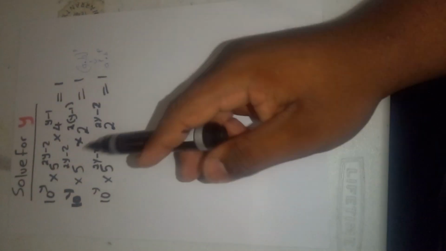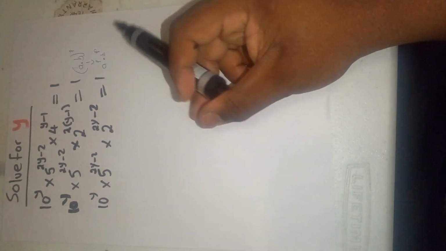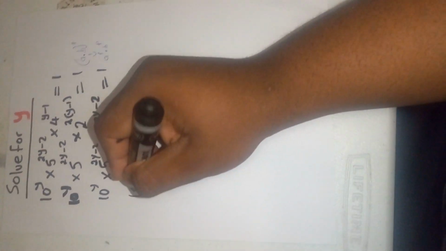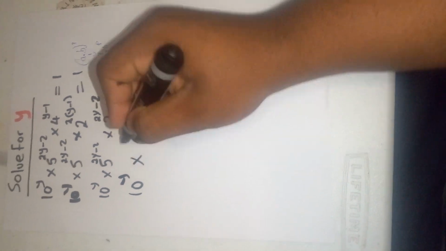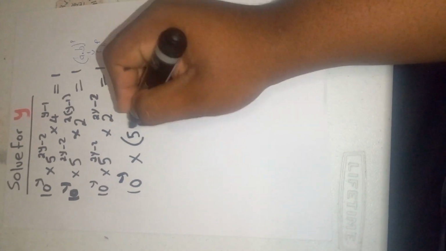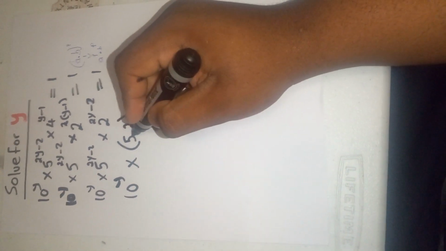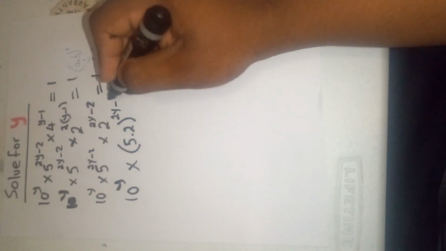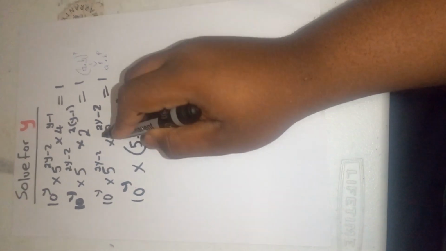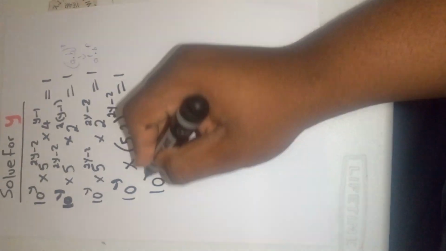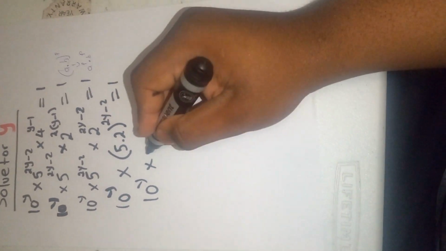Is it fine? Now if it is like this, we are going to take it and familiarize it with that one. So now you'll be having 10 to the power of y, and then times, put them in a bracket, 5 times 2. You can write it with that multiplication sign, or this one, 5 times 2 to the power of 2y minus 2, because they are sharing the same exponent, or the same power. So 5 times 2 to the power of 2y minus 2, which is equal to 1. And then now when you go again, 10 to the power of y times 5 times 2, it is 10.